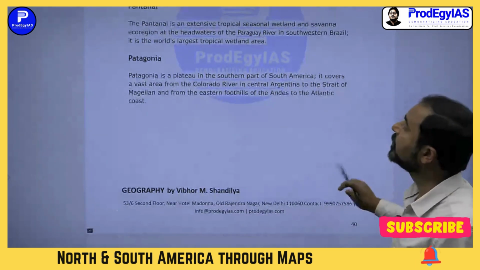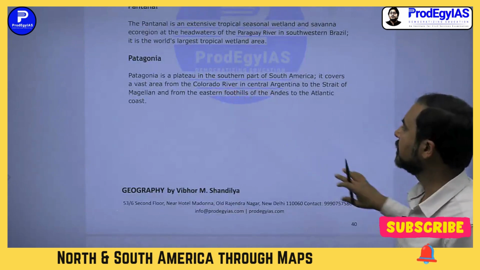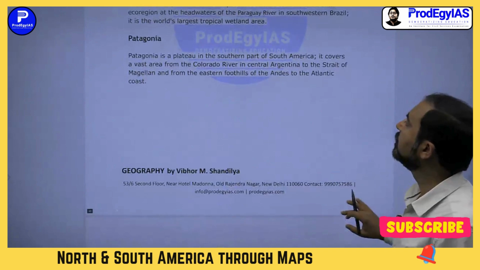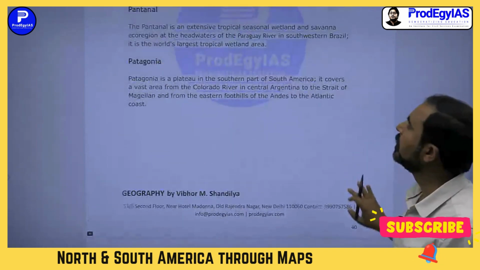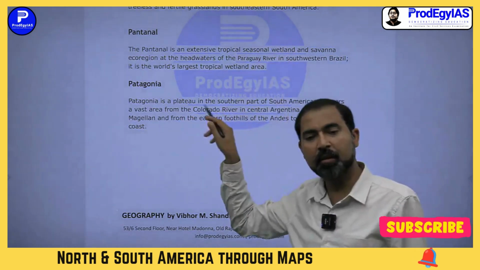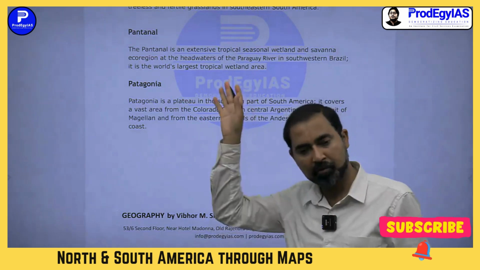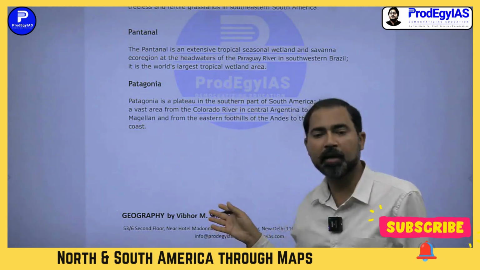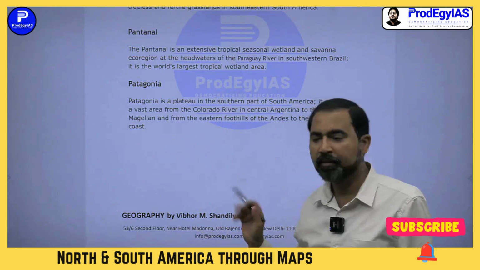Important for your exam. Patagonia, it is a plateau as well as a desert area. Colorado River. So this means the river name is same. Colorado in North America and Colorado in South America. है ना? Colorado दोनों जगह.